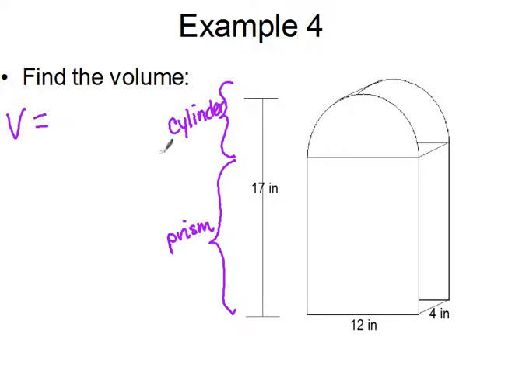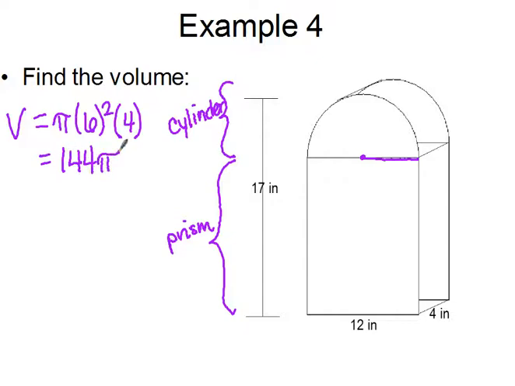the cylinder. It's pi r squared h. So pi, what's the radius here? I need from here out, which would be half of 12. So that would be 6. And then h is 4. But it's only half the cylinder. So whatever I get out of this, I'm going to take half of. So if we do 6 squared times 4, we get 144 pi. But we only need half of that, so we only need 72 pi.